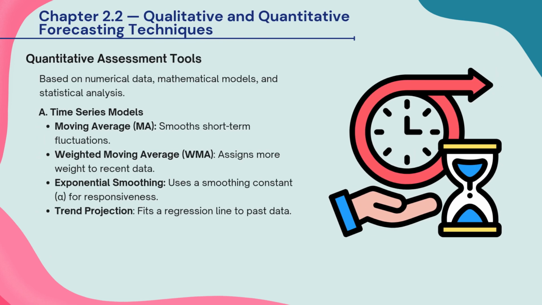Quantitative forecasting uses numerical data and statistical models to predict future demand with higher accuracy. Time series tools like moving average, weighted moving average, exponential smoothing, and trend projection help identify patterns, trends, and fluctuations over time. These methods are most effective when reliable historical data is available. They provide a structured, data-driven approach to planning.